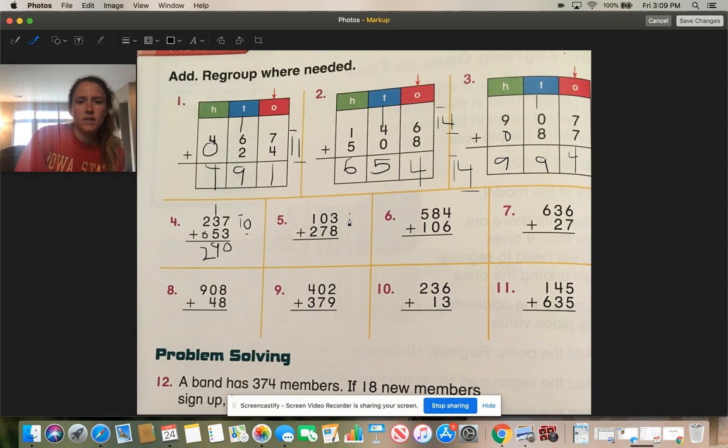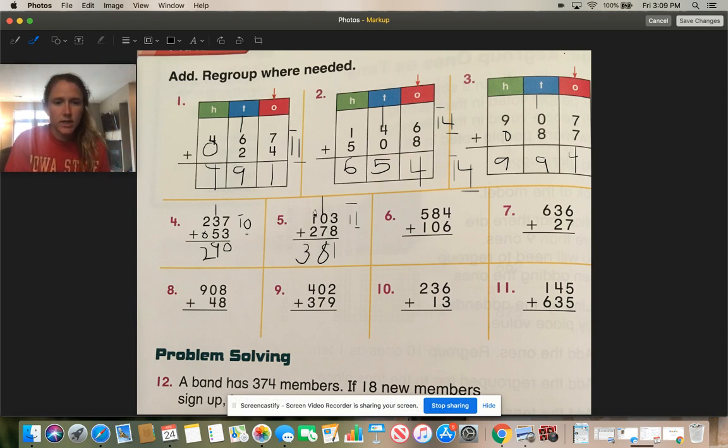Number 5, start in the ones place. 8 plus 3 is 11. The 1, 2 1s, so this is easy. The 1 goes down here. The other one, oops, I just made it longer. The other one goes up here. 7 plus 0 plus 1 equals 8. And then 2 plus 1 equals 3.